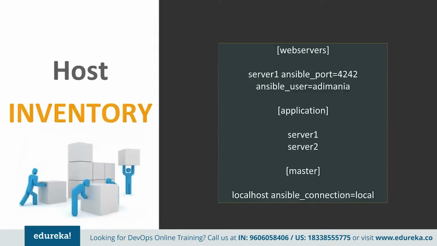We can modify the way Ansible connects to our hosts by supplying additional information in the inventory file. As you can see on the screen, this is just a list of IP addresses of my nodes. And also you can name the groups of your different IP addresses.